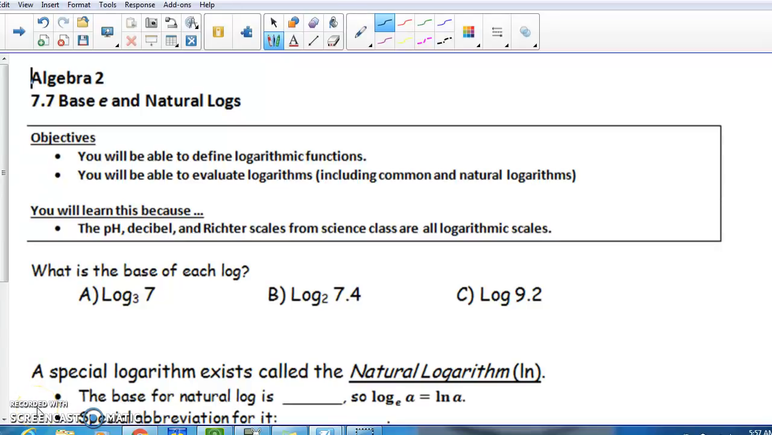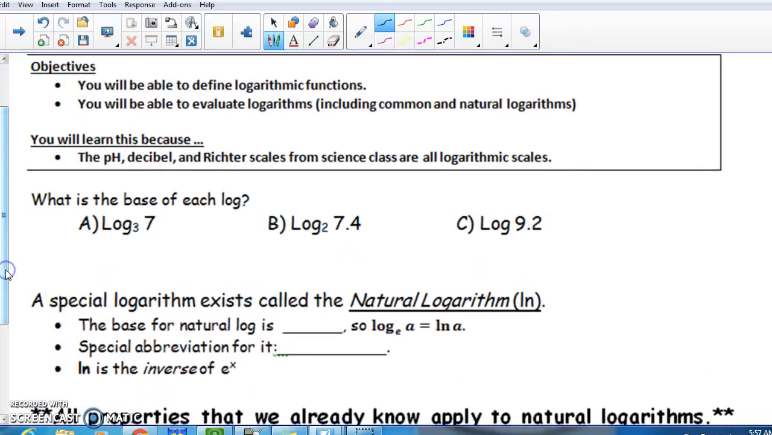Hi guys. So I'm sure you're missing Mrs. Mumford and I terribly, but this last section in chapter 7 talks about what's called a base e or a natural log. So before I get there, let's look at these first three.